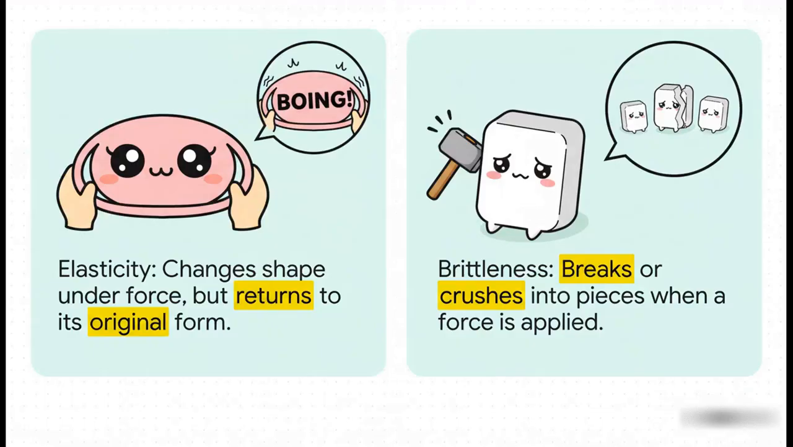I mean, just think about two different solids, for example. You've got a rubber band, right? It's elastic. You can stretch it out, and when you let go, it snaps right back to its original shape. But then you have a piece of chalk. It's brittle. If you try to bend it with the same force, it just breaks into pieces. See? Both are solids, but they have totally different properties.